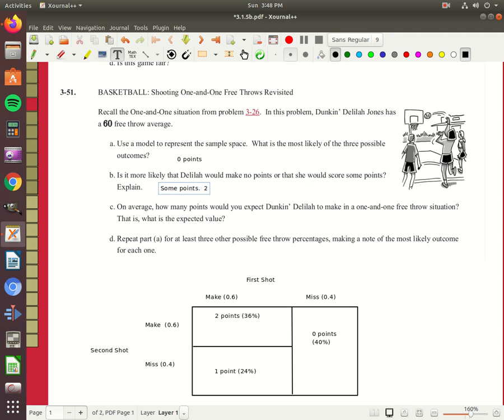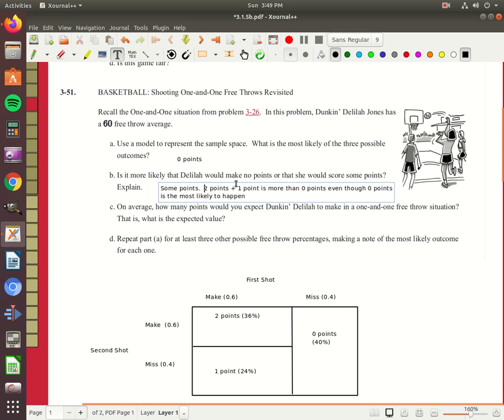The 2 points plus 1 point is more than 0 points, even though 0 points is the most likely to happen. And I should say odds of up here, right? Odds of 2 points. So let's see if we can clean this up. Not looking great. Let's try this. There we go. All right.